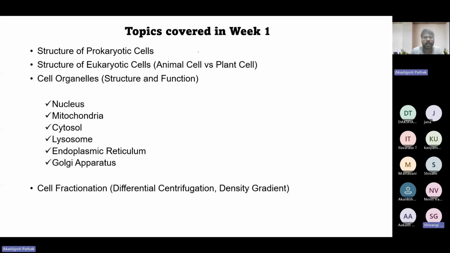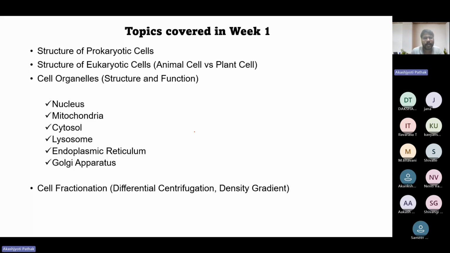And then a little bit about cell structure and function was also discussed, like what is the structure of prokaryotic cell, eukaryotic cell. So in eukaryotic cell, what are the differences between animal cells and plant cells? And then the different cell organelles that are present, like nucleus, mitochondria, cytosol, lysosome, endoplasmic reticulum, Golgi apparatus, all these different organelles were discussed.